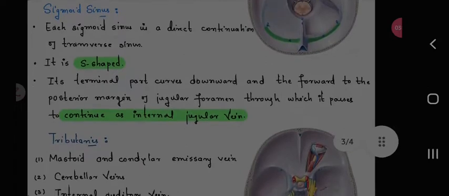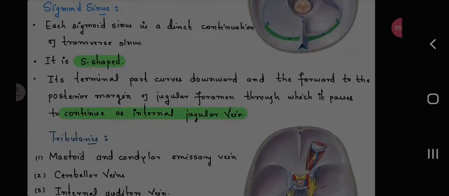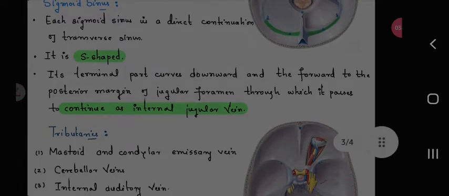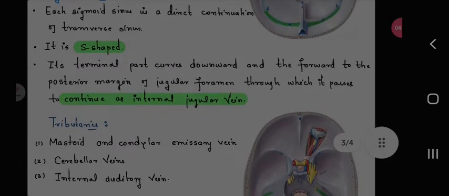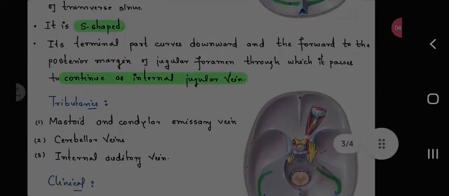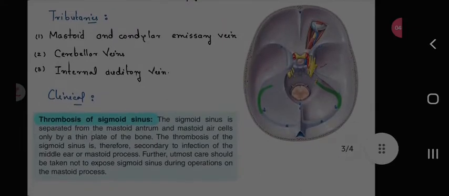Sigmoid sinus. Each sigmoid sinus is a direct continuation of transverse sinus. It is S-shaped. Its terminal part curves downward and forward to the posterior margin of jugular foramen, through which it passes to continue as internal jugular vein. Transverse sinus, sigmoid sinus, internal jugular vein. Tributaries: mastoid and condylar emissary veins, cerebellar vein, internal auditory vein.